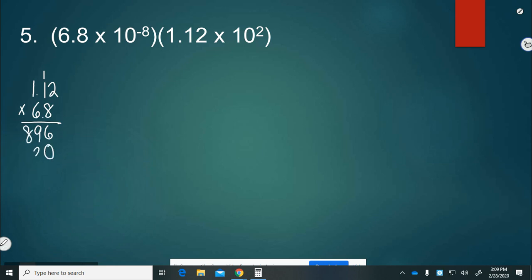6 times 2 is 12, carry the 1. 6 times 1 plus 1 is 7, and 6 times 1 again is 6. Add them up. 6 and 9 and 2 is 11. 8, 9, and 7 make 16, and 6 and 1 is 7. So now we have 3 digits behind the decimal, so it's 7.616. And adding the exponents, since this is a multiplication problem, we have negative 8 plus 2 is negative 6.